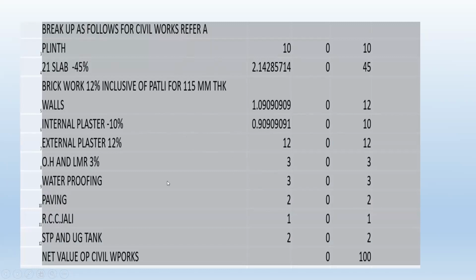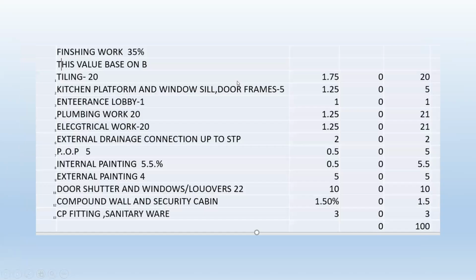External plaster, ward and LMR, waterproofing, paving. So now you have to identify the breakup of the percentages which you are going to pay out. Like that. If it is a lock and key, then you will be splitting into 65% as structural and 35% as finishing item. When you finish the 35% of finishing item, how are you going to pay? In 35%, tiling will have 20%, kitchen platform will have 5%. Like that, you have to segregate it.